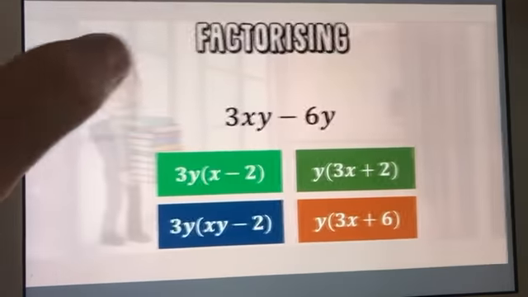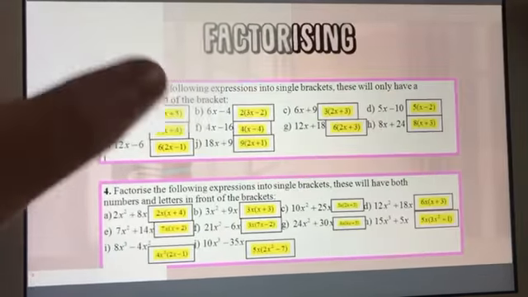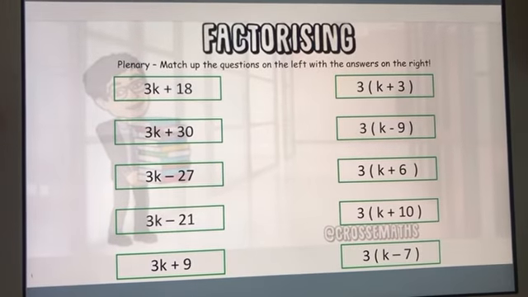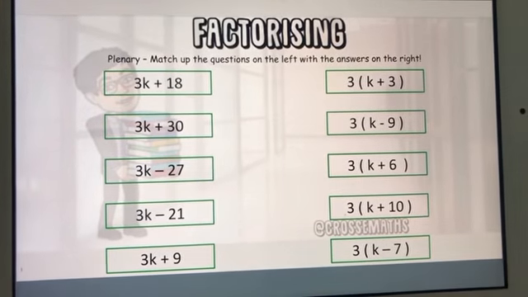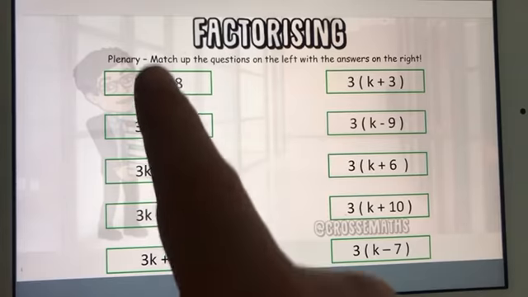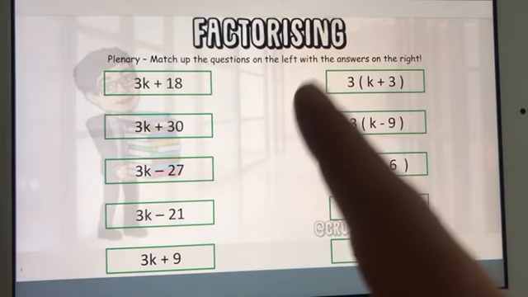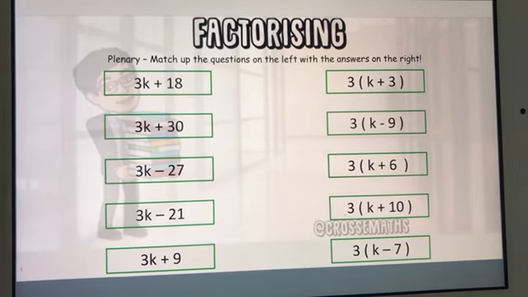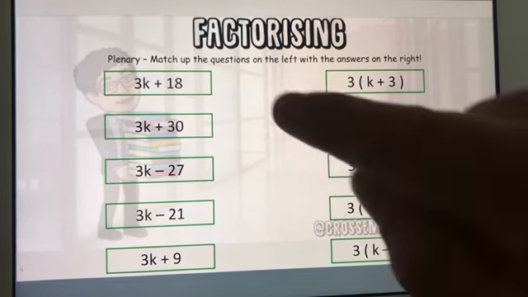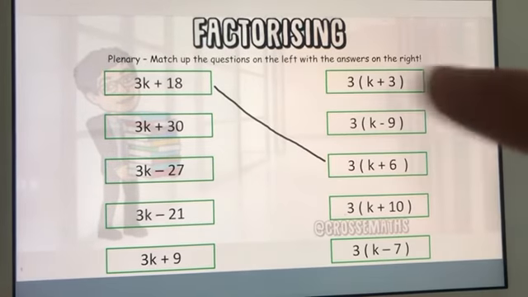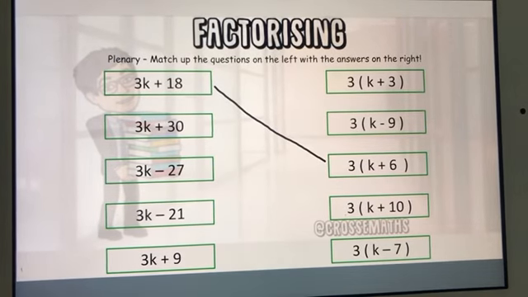Right guys, so just finishing off, last thing we do, can you match up the questions with the answers? So all of these are questions. I'd like you to factorise these. They'll all have a missing pair there. If I was to help you, 3k plus 18 would go down to 3 bracket k plus 6. So that's the first pair done for you. You've got 4 more to do.